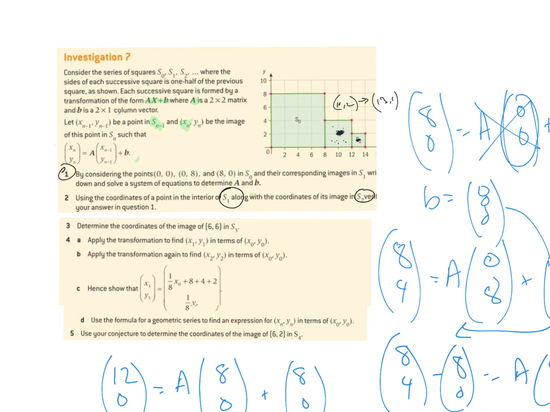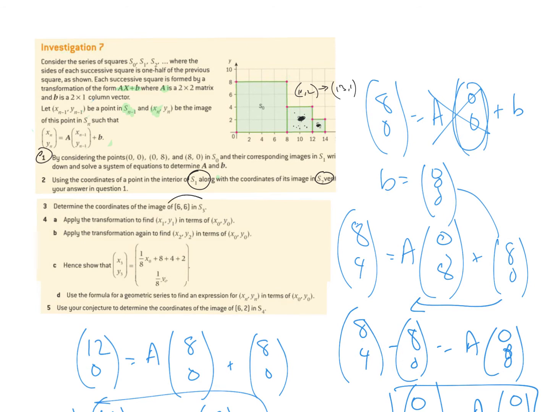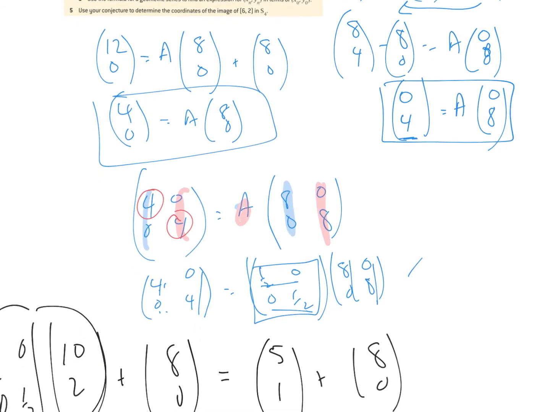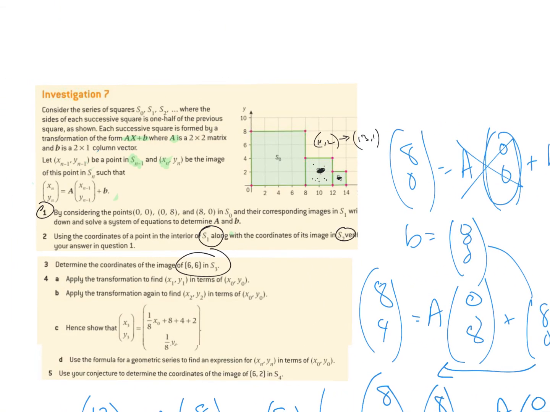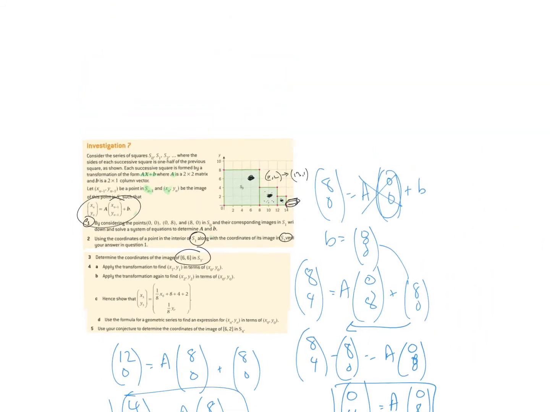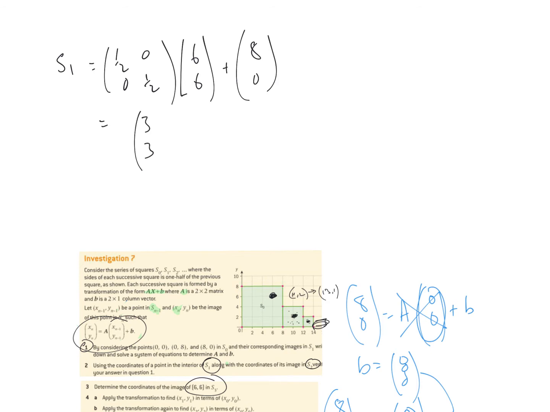Okay. Then it says determine the coordinates of 6, 6 in S3. Okay, so it wants us to check this in S3. So in order to do that in S3, let me start here. 6, 6 is here. And we want to know where it's going to end up in this third square here. So we're going to have to do this scenario 3 times. So if I go up here, this is number 3. I know if I go a half, 0, 0, a half, times 6, 6, plus 8, 0, this here will be for S1. And when I do that, I get 3, 3, plus 8, 0, which is 11, 3.